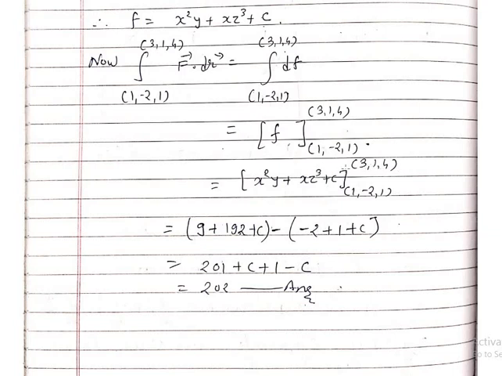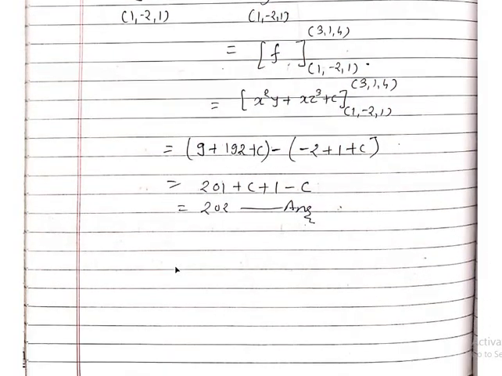First we put in the upper limit. x is 3, y is 1, z is 4. So 3 square is 9 into 1, that will be 9. x is 3 and z is 4, 4 cube is 64 into 3, that will be 192, plus c, minus the lower limit: x is 1, y is -2, so 1 into -2 will be -2, and x is 1, z is 1, so 1 into 1 will be 1. Simplifying this, we have 201 plus c plus 1 minus c. c will be cancelled out and your answer will be 202.